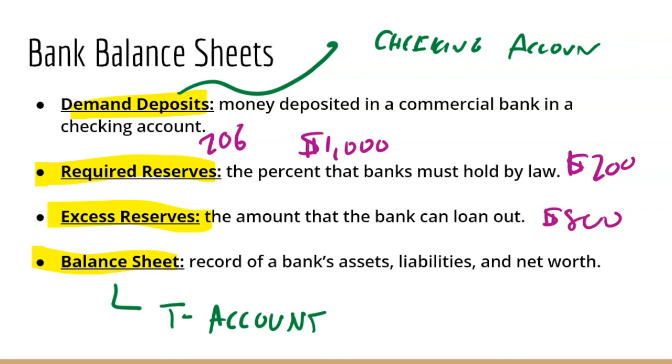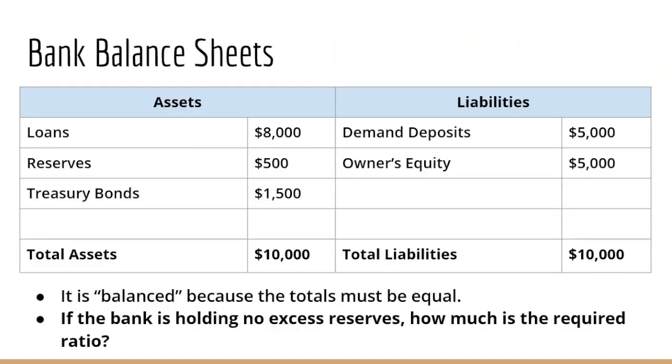So what does a balance sheet actually look like? This is what the balance sheet looks like. We have our assets in the left-hand column and our liabilities on the right-hand side. Notice that at the end of the day, the total assets and the total liabilities are equal to one another. The reason for that is that it's a balance sheet: the total assets have to equal the total liabilities at the end of the day.